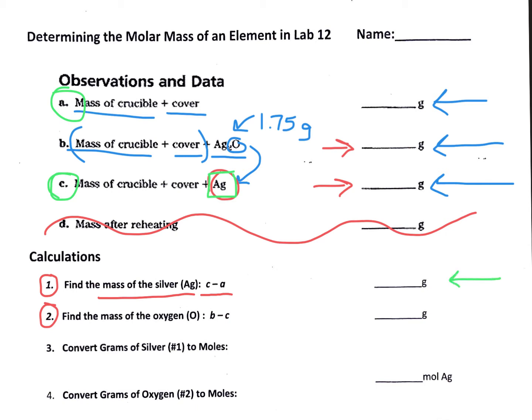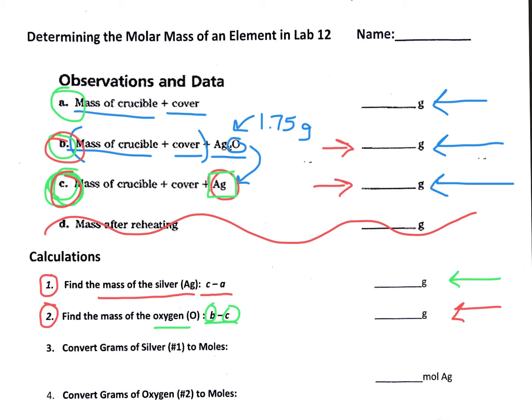For number two, and don't forget, you can pause this video while you do it and then restart it again. For number two, you're going to be finding the mass of oxygen. To find the mass of oxygen, you're going to take your observation data B and subtract C from it. So B minus C. Again, take a look at what that is. Your B minus C will give you the mass for oxygen, and you can put that in there.